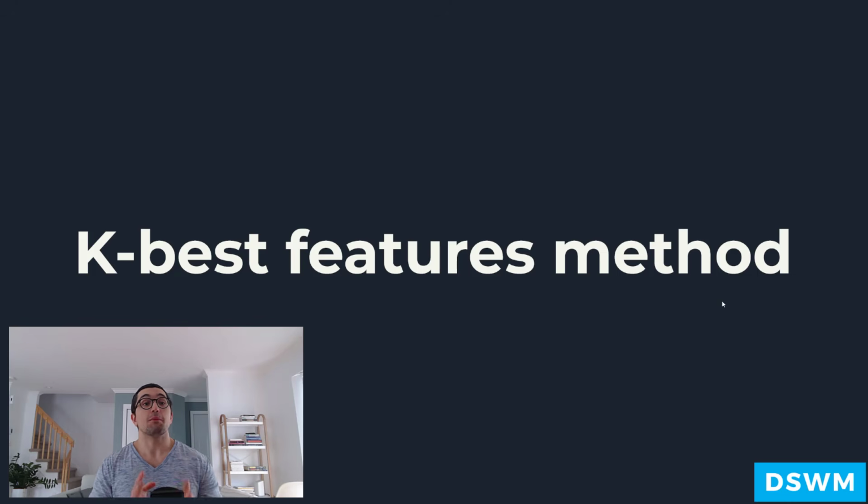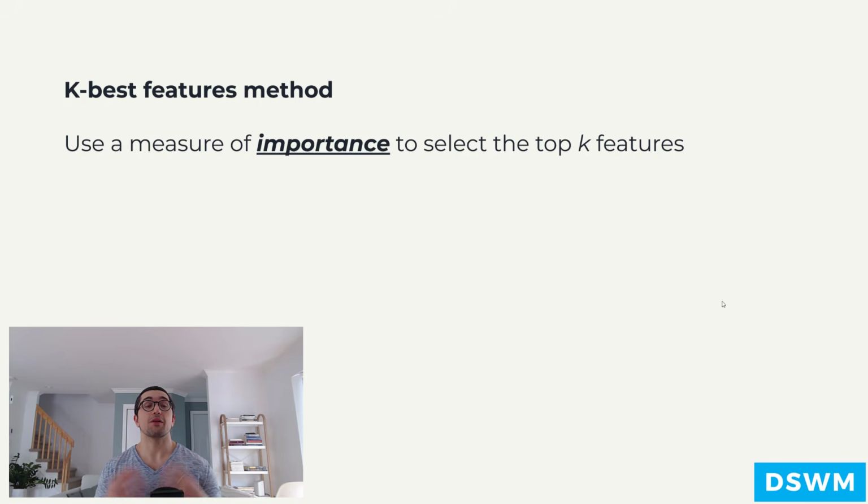All right, so now we are back in the slides, and now we are going to take a look at a filter method to select the top K best features. With a filter method, really the key here is that you are going to use a measure of importance to select your top K features. And again, here K is a subjective number, right? It could be you want to use the top 3 features, top 5, top 10, etc. But again, the key here is really how do you measure importance?